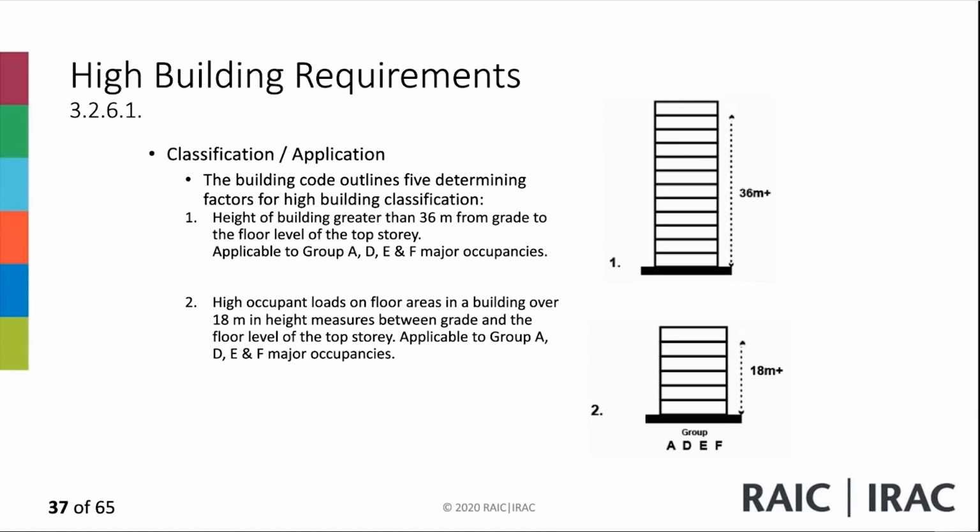So the code in general has different factors to determine whether the building is a high building or not. So in 3261, this is all outlined. The height of the building is more than 36 meters from grade to the floor level of the top story. So this is applicable to A, D, E, and F major occupancies. I'm going to turn to 326 with you. Are you all on 326 now?